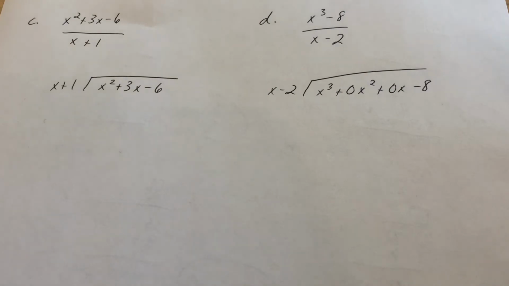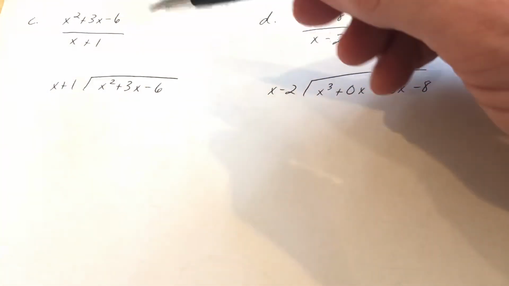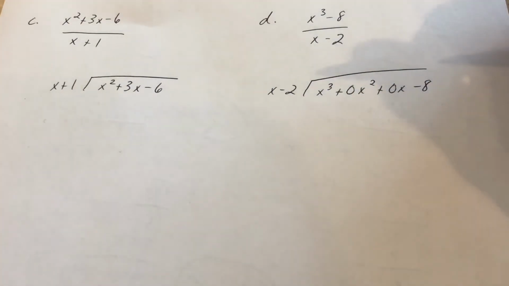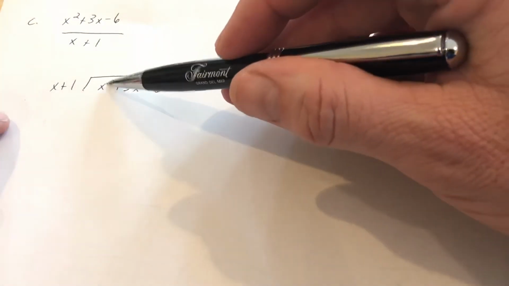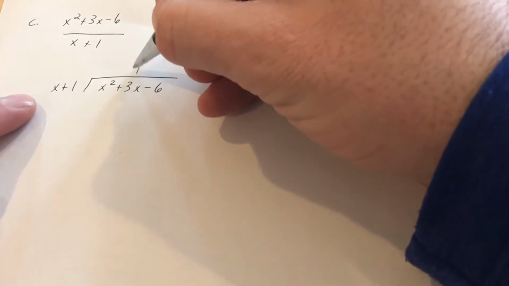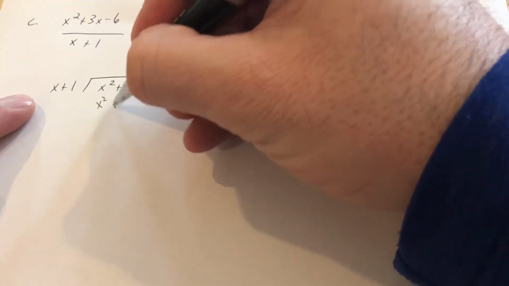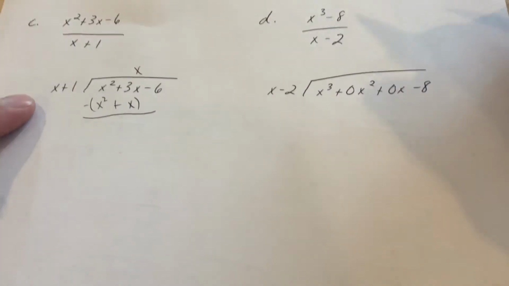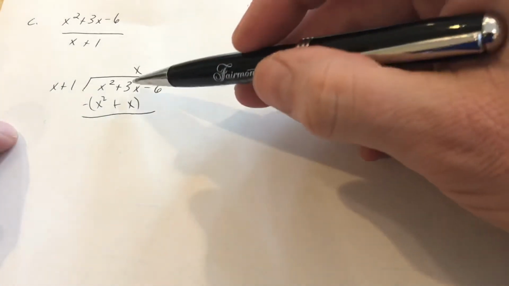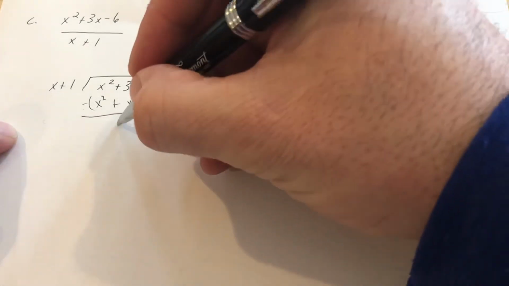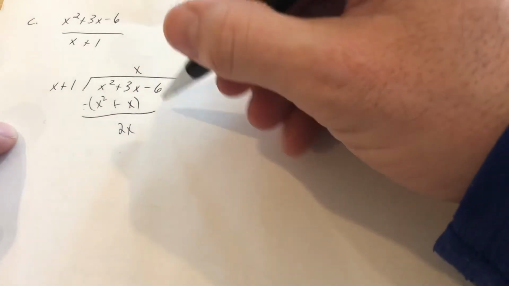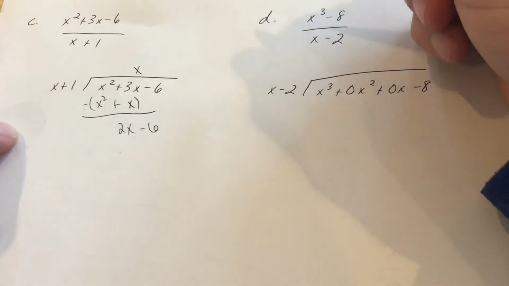The final two examples here, we've got part C, x squared plus 3x minus 6 over x plus 1, okay? We want to divide. X squared by x is positive 1x, okay? We want to multiply that out. That gives me x squared plus 1x. Okay, I want to subtract that. Okay, the x squares cancel. 3x minus 1x is 2x. Bring down the negative 6, okay?